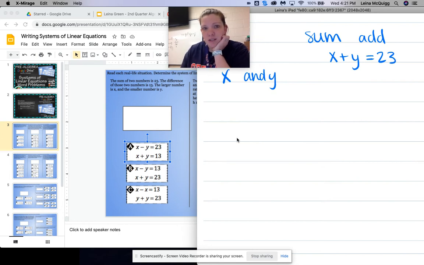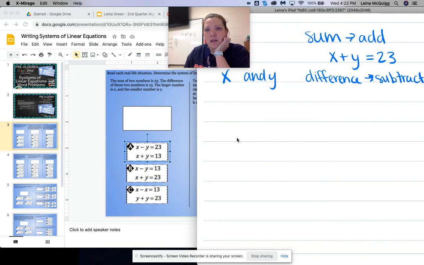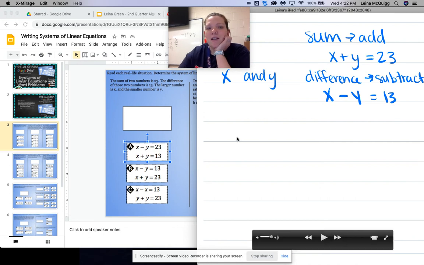Then it says the difference of those two numbers is 13. So difference means subtract. So that means when I subtract the two numbers, I'm going to get 13. But it tells me the larger number is x. So that means my bigger number has to come first because 13 is positive. So it means x minus y is going to be 13. Okay? All right, so my two equations are x plus y equals 23 and x minus y equals 13.